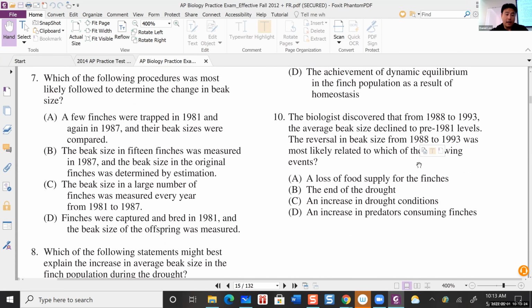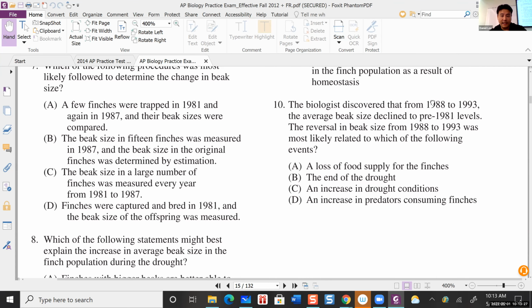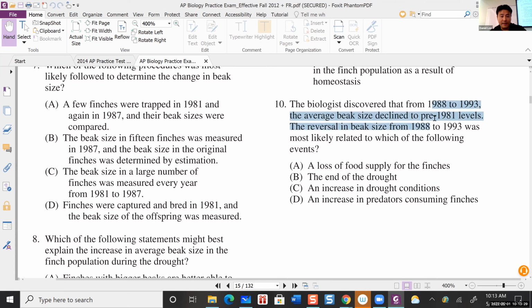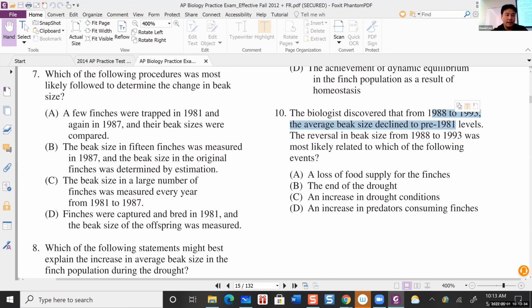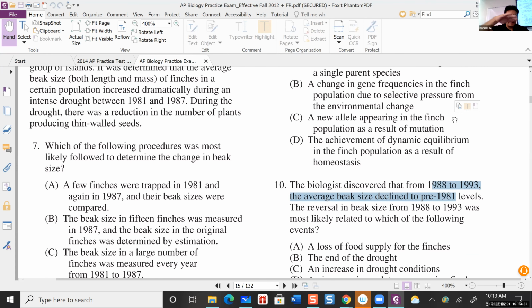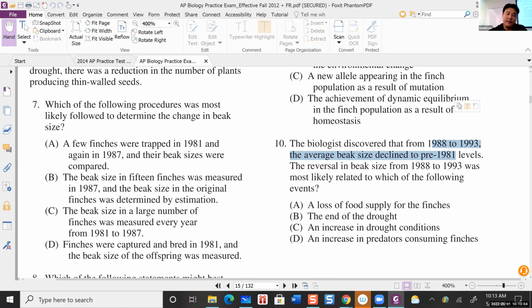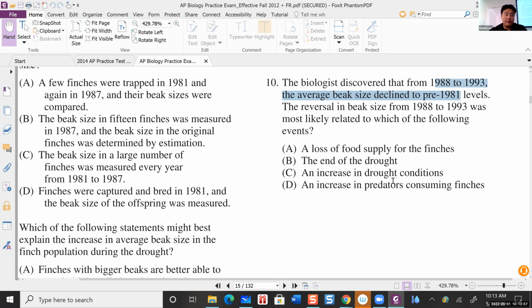Number 10, biologists discovered that from 88 to 93, the average beak size declined to the pre-1981 level. So remember, the beak size from 81 to 87 started to shift towards a larger one. And then the next few years, from 88 to 93, the decline begins. The reversal in the beak size is most likely related to which of the following events? So why would the beak size reverse and now you shift it back, right?